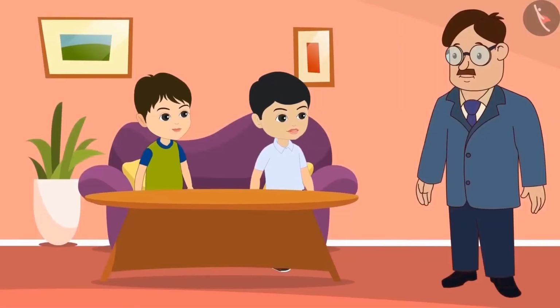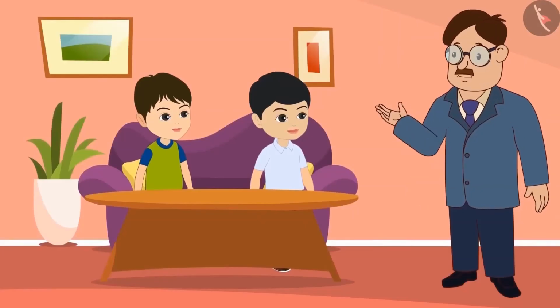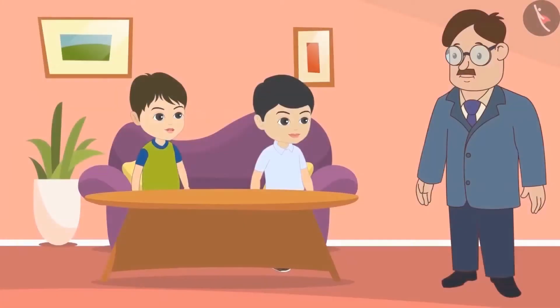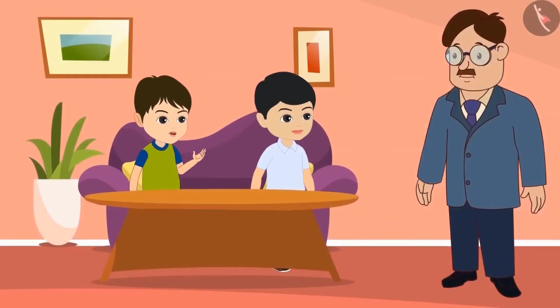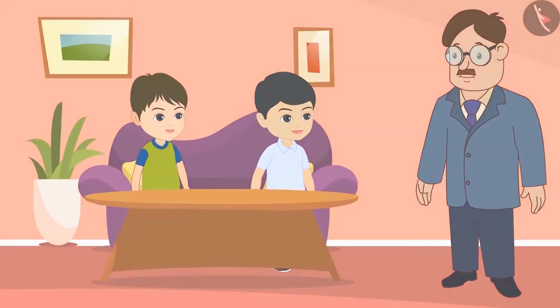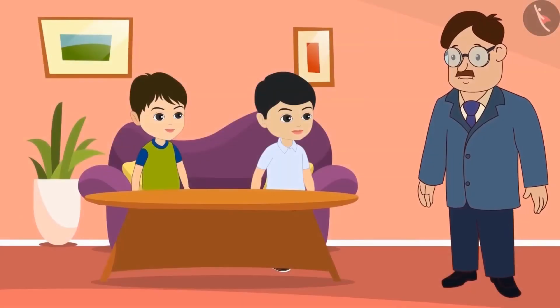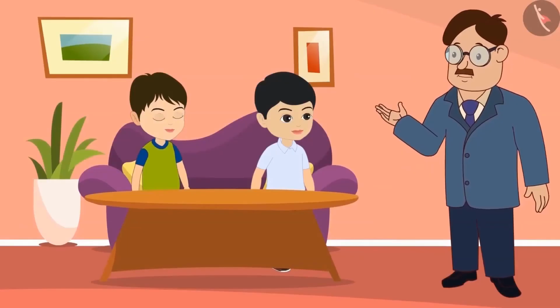Then, uncle, what will be the angles less than right angle? Just think, when the right angle is 90 degrees, then what will be the angle less than that? Uncle, they could be any number of degrees less than 90, such as 30 degrees, 50 degrees or 80 degrees. Yes, Bholu, you are absolutely correct.